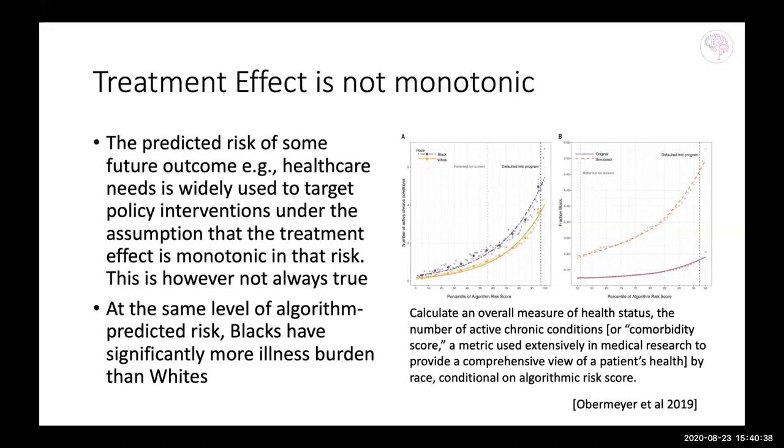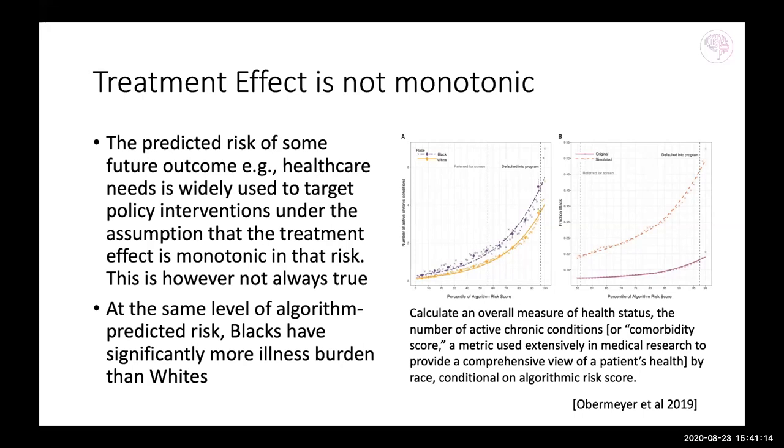The idea is that the predicted risk score has some relationship with some future outcome, and that informs what kind of intervention would be performed. So an unstated assumption which is baked in here is that the effect of the treatment is going to be monotonic with respect to the risk. This may be true for certain use cases, but that is not always the case.